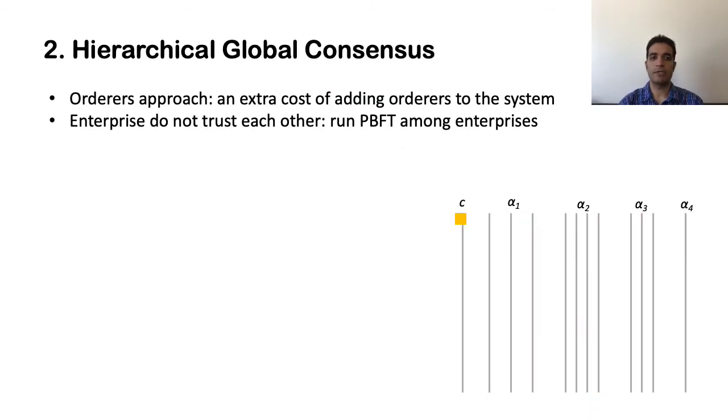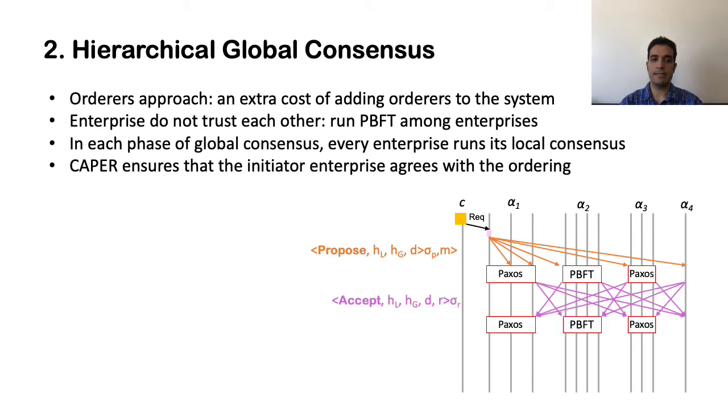So the orders approach comes with an extra cost of adding orders to the system. In the hierarchical global consensus, since enterprises do not trust each other, we run the Byzantine fault-tolerant protocol among these enterprises. And at each step of the Byzantine fault-tolerant protocol, we run the local protocol of each enterprise within the enterprise. So you see that in the first step, we have the proposed phase, and then they run Paxos within the enterprise alpha 1, we run PBFT within the enterprise alpha 2, and so on.